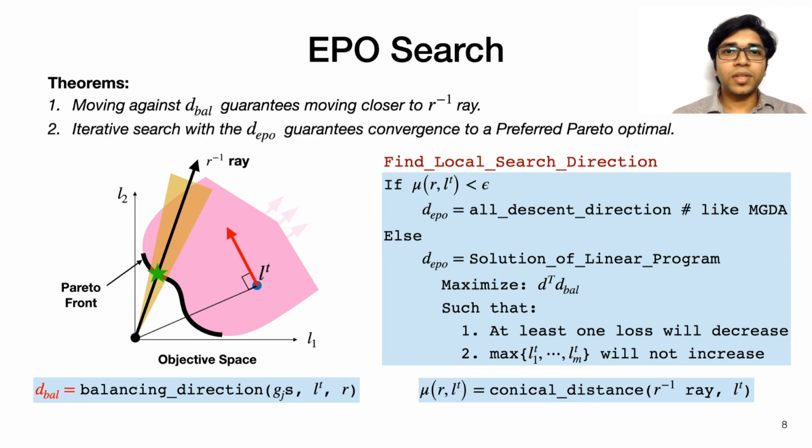We formalize this with another theoretical result, which says if we perform an iterative search with these EPO directions, we are guaranteed to converge to a preferred optimal point. So that's pretty much the idea of our algorithm. For a detailed explanation, you may refer to our paper.